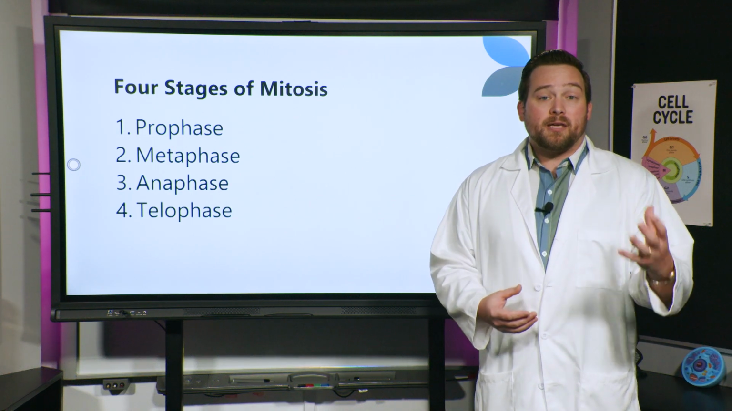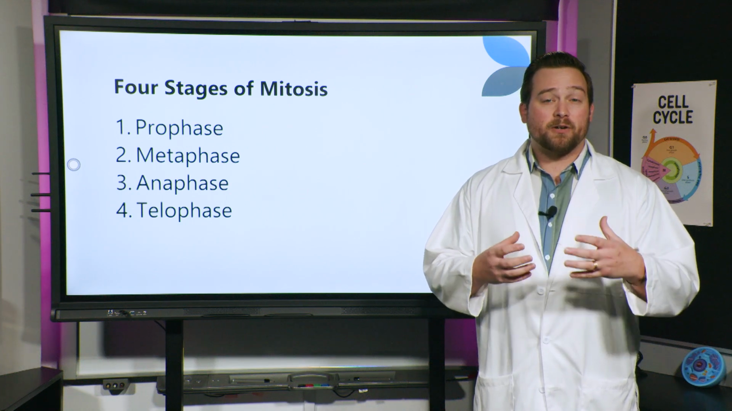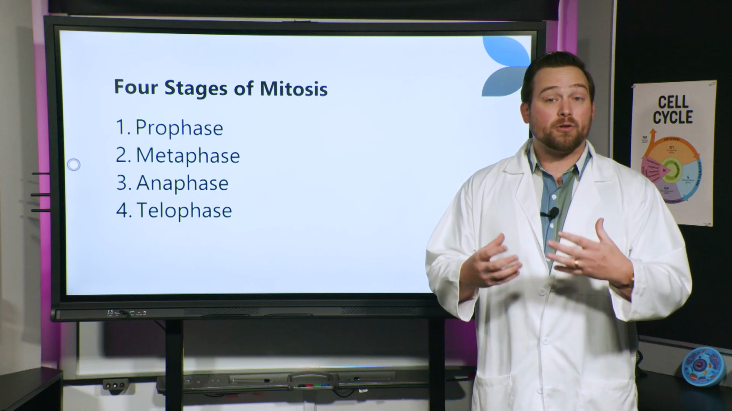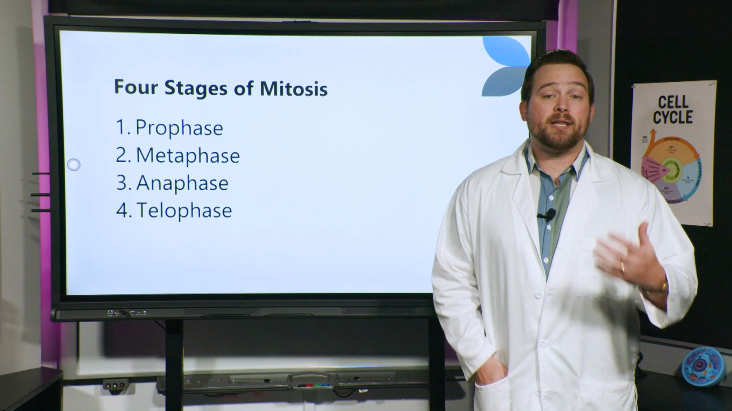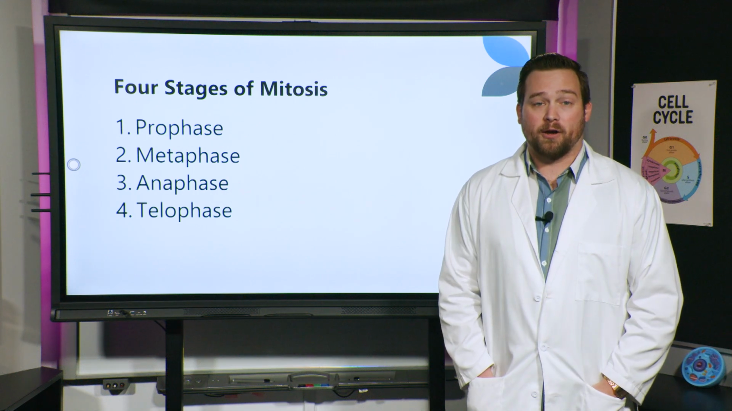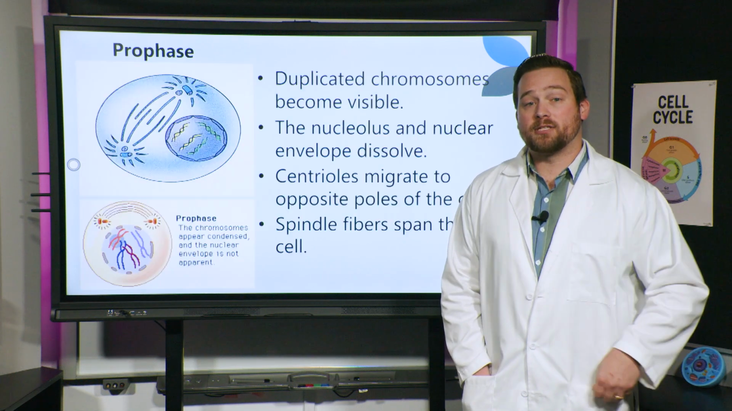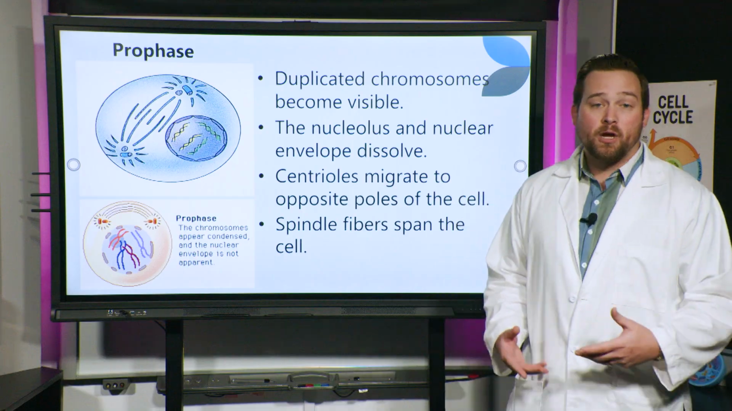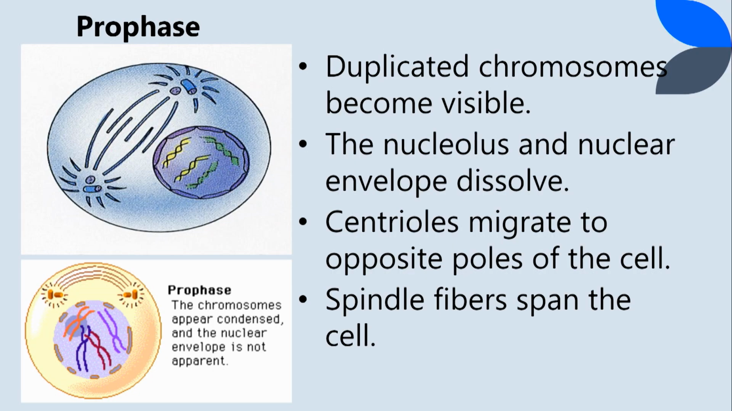In each of these stages, there's something very specific happening in the nucleus of these cells, and we need to know what those things are. Let's hop into the first stage, which is prophase. Remember, prophase is the longest of these 4 phases. Sometimes we even divide it into an early and a late prophase because it's so long. There's a lot going on here, so let's talk about what's happening in prophase.